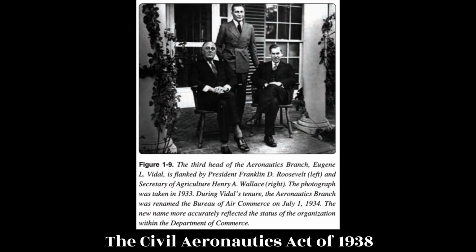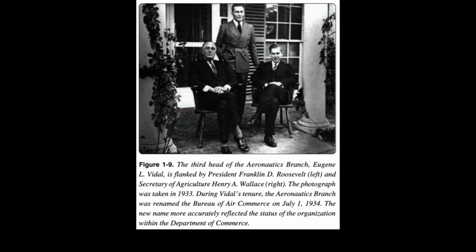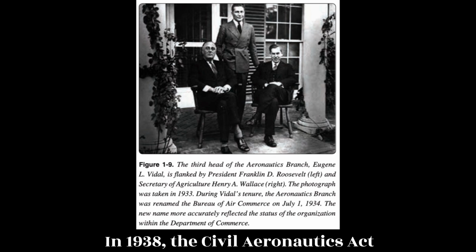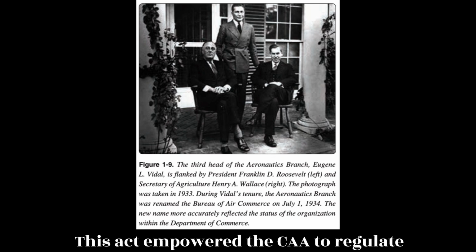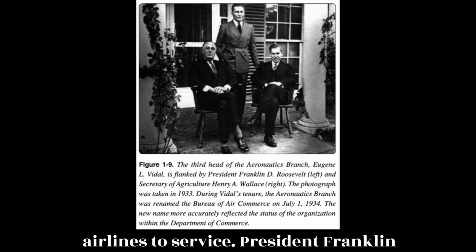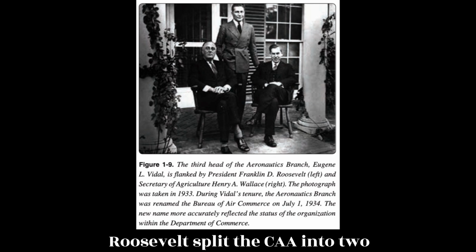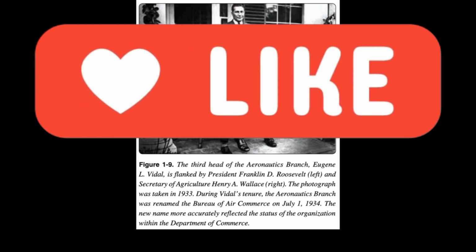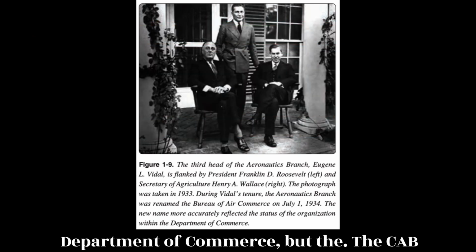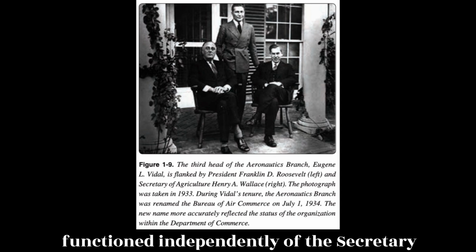The Civil Aeronautics Act of 1938. In 1938, the Civil Aeronautics Act transferred the civil aviation responsibilities to a newly created, independent body, named the Civil Aeronautics Authority, CAA. This act empowered the CAA to regulate airfares and establish new routes for the airlines to service. President Franklin Roosevelt split the CAA into two agencies, the Civil Aeronautics Administration (CAA) and the Civil Aeronautics Board (CAB). Both agencies were still part of the Department of Commerce, but the CAB functioned independently of the Secretary of Commerce.